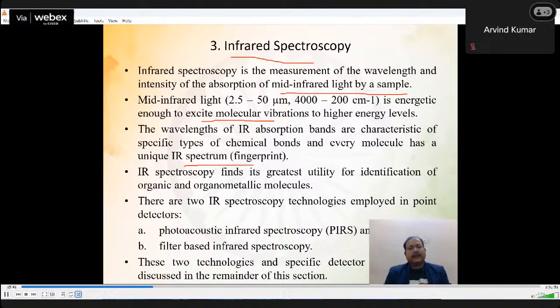Again, IR spectroscopy finds its greatest utility in the identification of organic and organometallic compounds, which can be used as a potential chemical agent. There are two infrared spectroscopy technologies employed in the monitors. First is PIRS, that is photoacoustic infrared spectroscopy, and the second is filter-based infrared spectroscopy. These two technologies and specific detector examples are discussed in the remainder of the section. We will focus next on what technologies are being used.